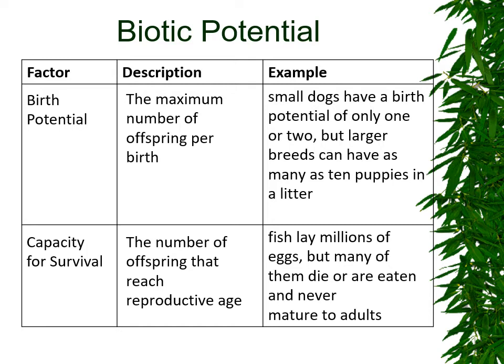Rabbits would be another example. They leave their nest at around 15 days. So how many of those rabbits are going to survive long enough to make it to an age where they can then reproduce themselves?